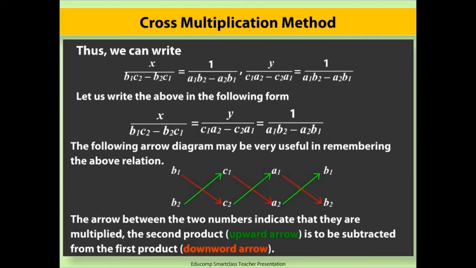x, y, 1; b1, b2, c1, c2, a1, a2, b1, b2. The arrows between the two numbers indicate that they are multiplied. The second product, or upward arrow, is to be subtracted from the first product, or downward arrow.